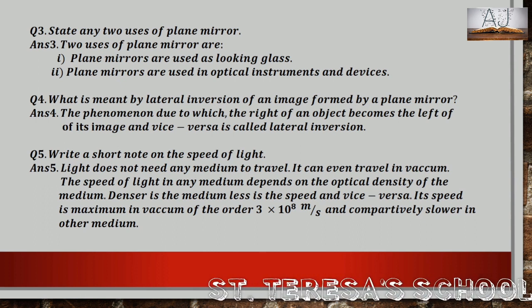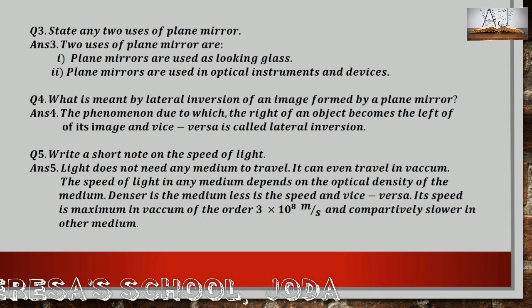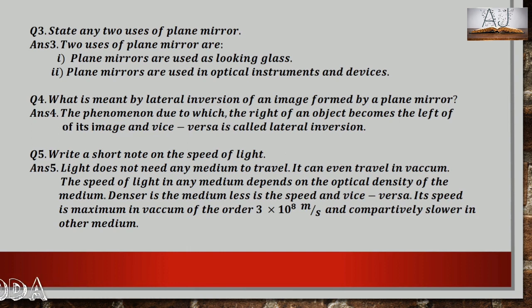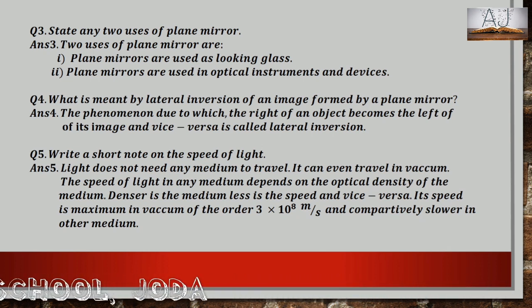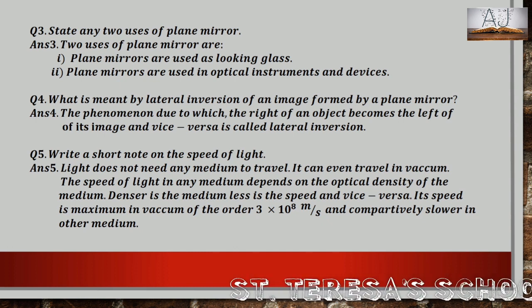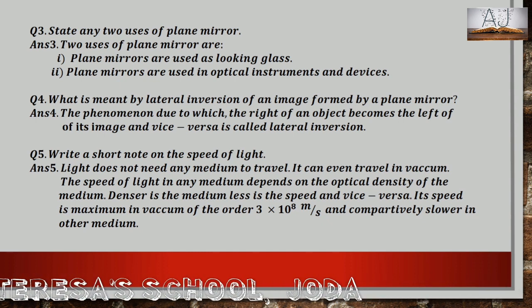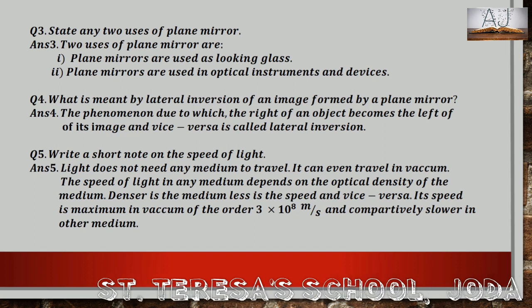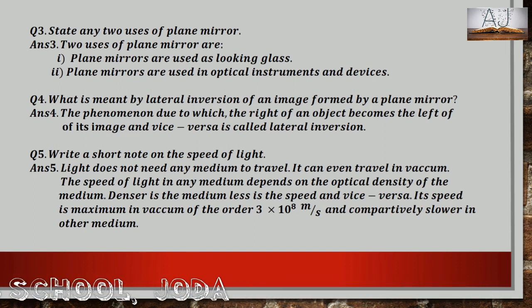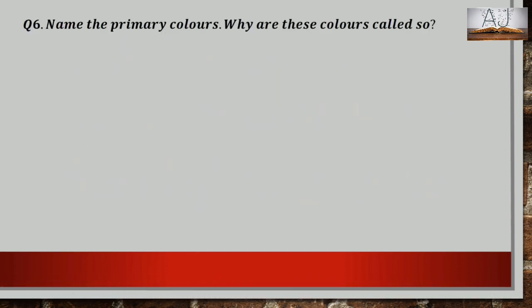So it's 3 into 10 to the power 8 meter per second. And in all other mediums, the speed is quite less. Like if I say water, the speed of light in water is 2.25 into 10 to the power 8 meter per second, which is comparatively less than in vacuum or air because it is optically denser. Water is optically denser than air. In alcohol, it's more or less 2.20 into 10 to the power 8 meter per second, and so on.